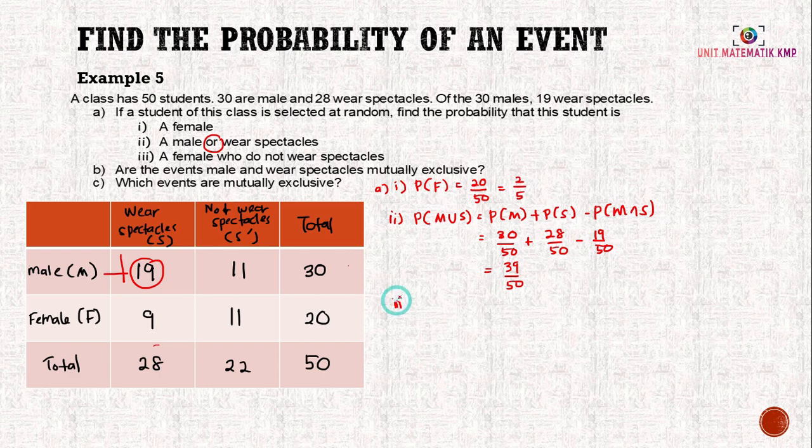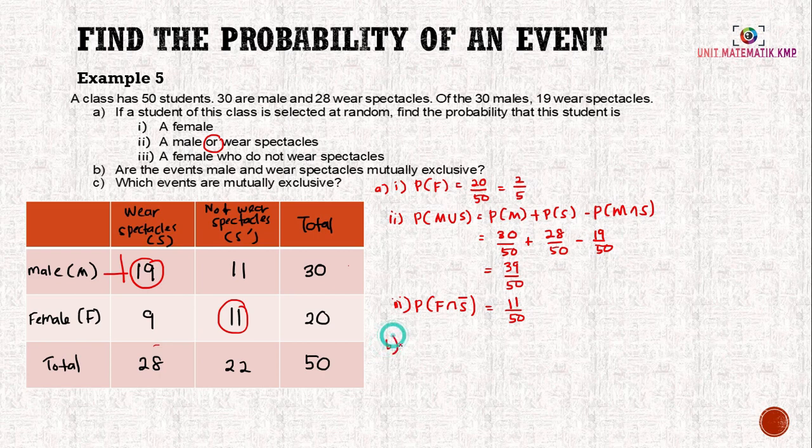Okay, and then soalan yang ketiga, probability of a female who does not wear spectacle. So P(F), who does not wear, maksudnya at the same time lah dia intersect with the not wearing spectacle. So F intercept S bar, not wearing. Okay, so kita tengok daripada kita punya table, female dan juga not wearing. So bahagian sini kita akan dapat terus 11/50.